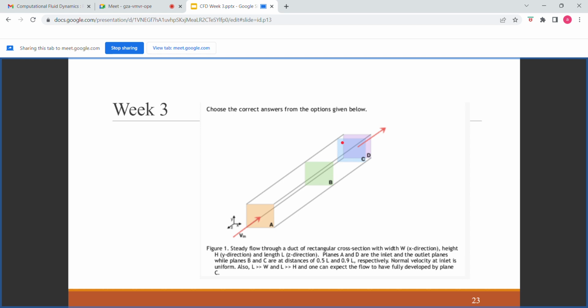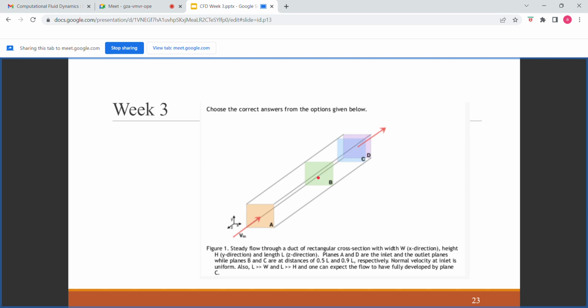So this is the case that is observed in the following set of problems. Based on this case only, the questions are asked. It is a simple case where flow is through a rectangular cross section with inlet plane A and outlet plane D, and in between, planes B and C, B is at the midpoint and C is towards the end. The width is in the x direction, the height is in the y direction, and in the Z direction is the length.